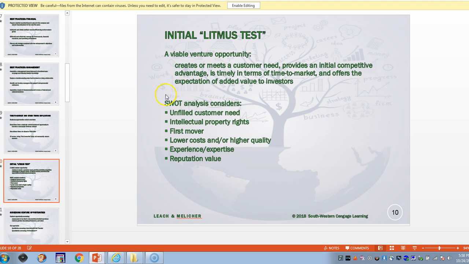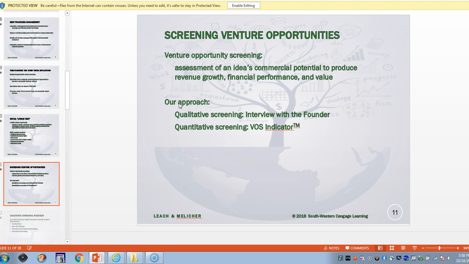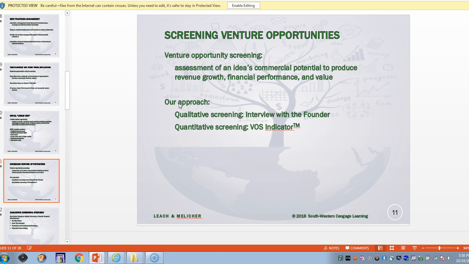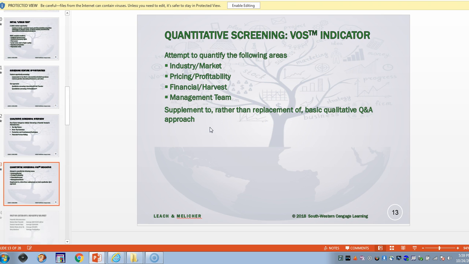All right. You should know what a SWOT analysis is, what SWOT stands for. Very important. There's 2 approaches to screen a venture opportunity: qualitative, which is basically discussions, screening, and interviews, and quantitative. But you don't have to know how to do the VOS indicator. Just know there's 2 of them.